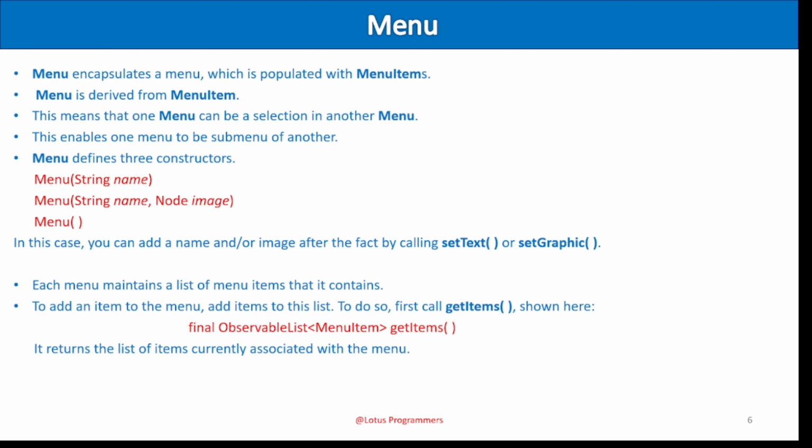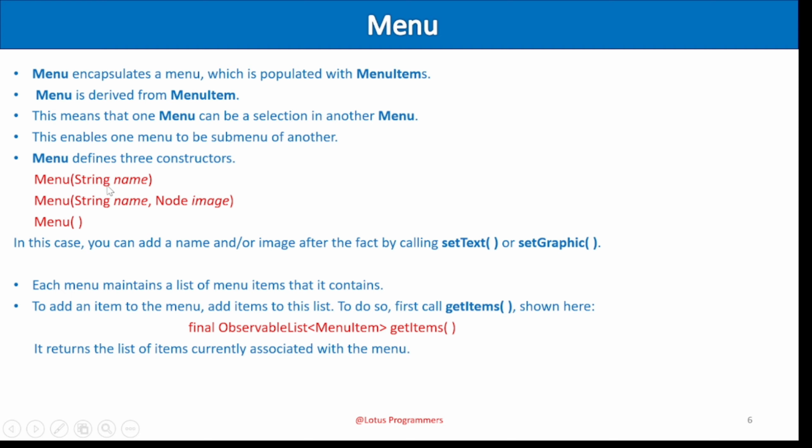Let us go for understanding how the menus are created. Menu encapsulates a menu which is populated with menu items. So after creation of the menu bar, for the menu bar we will add the menu. The menus are created by using any one of these three constructors: Menu without an argument, which creates an empty menu, and the second constructor is Menu with a string name and node image. That means this constructor adds the name of the menu as well as the image icon also.